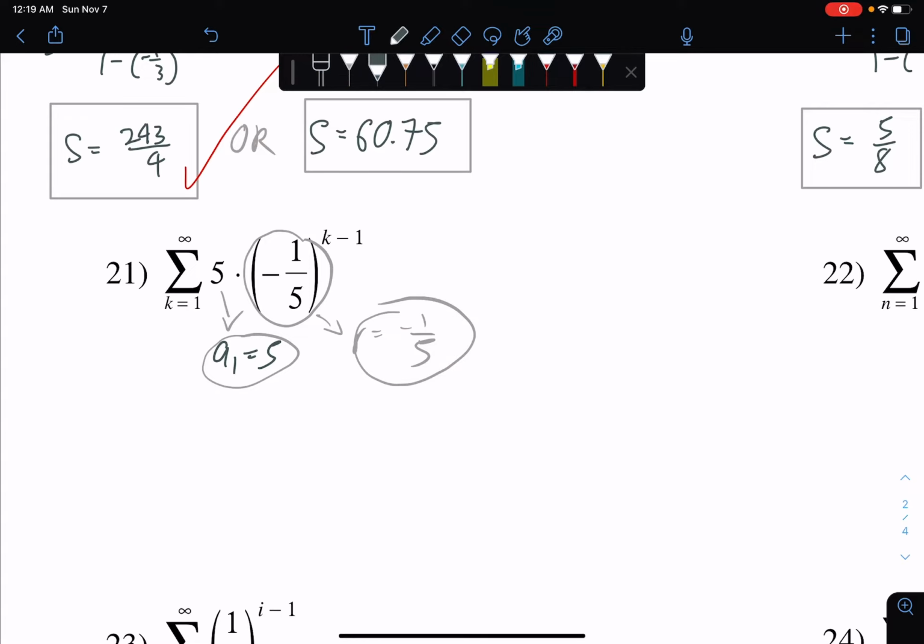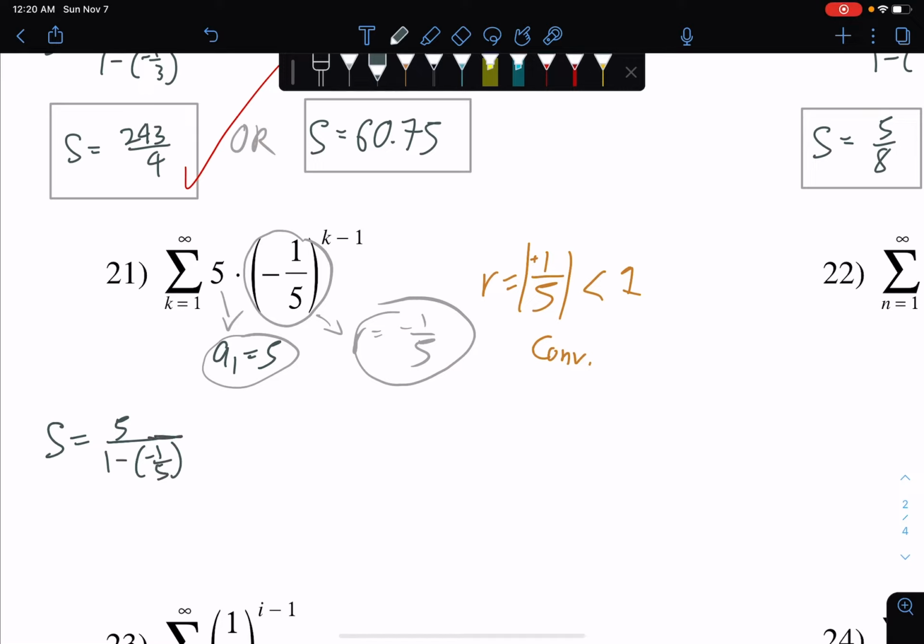So technically we can already solve. Assess first. I almost forgot again. So absolute value, this is 1 over 5. Still less than 1. So we can solve for the sum. S is equivalent to 5 divided by 1 minus negative 1 over 5. So in that case, S is equivalent to 25 over 6.